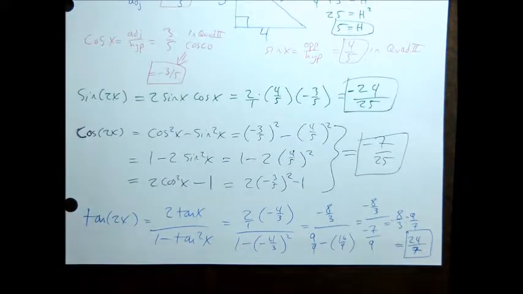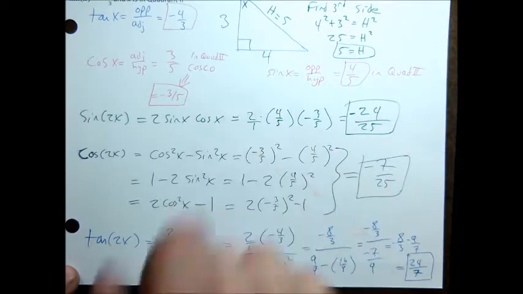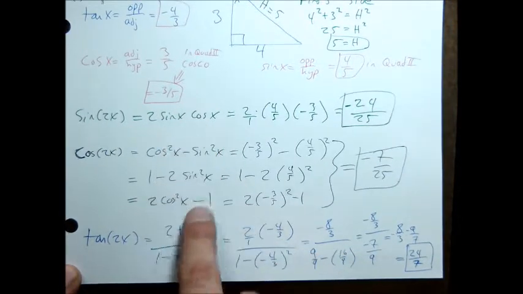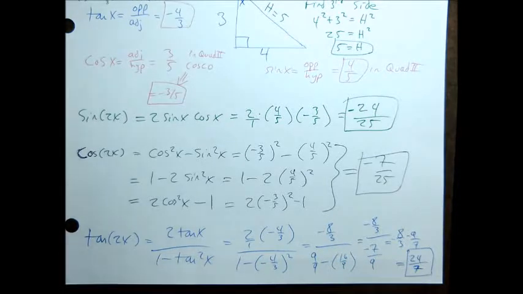And so if we're given one of the trig values, first of all, we can draw the right triangle, get all the sides, and then we have all the things we need for all those formulas.